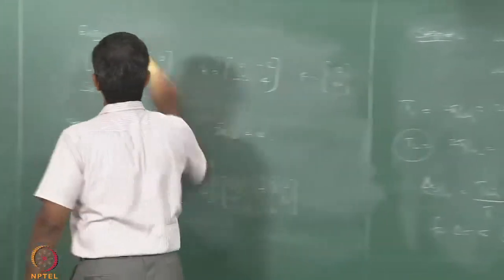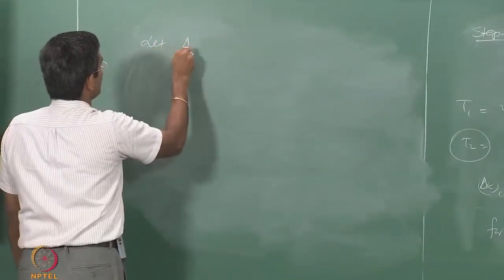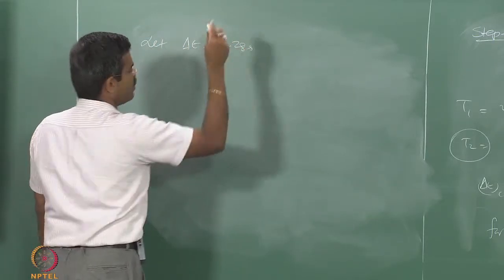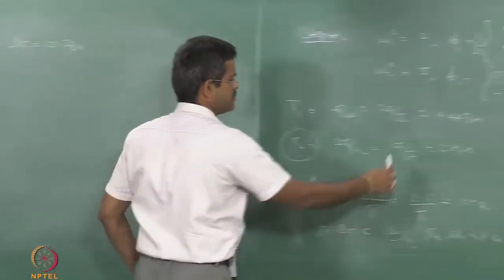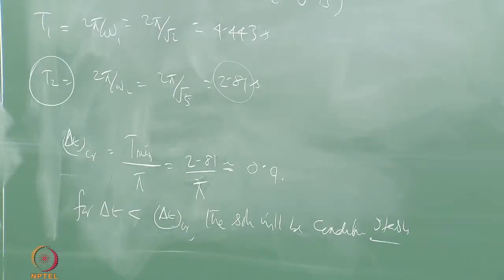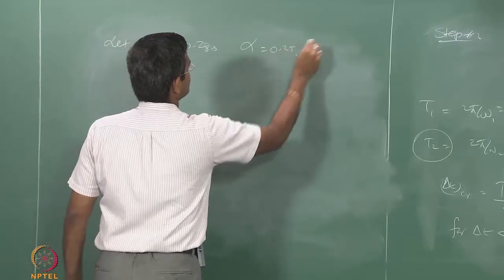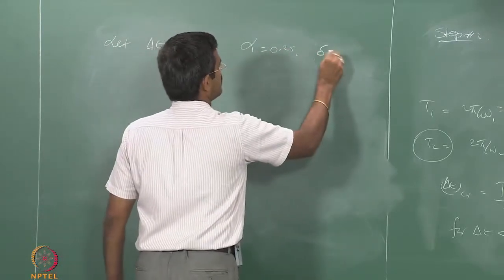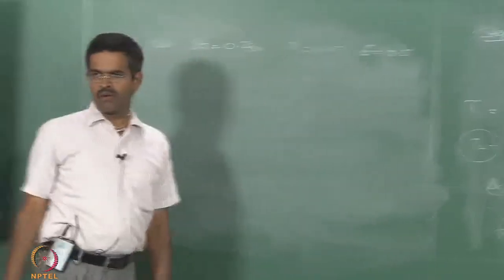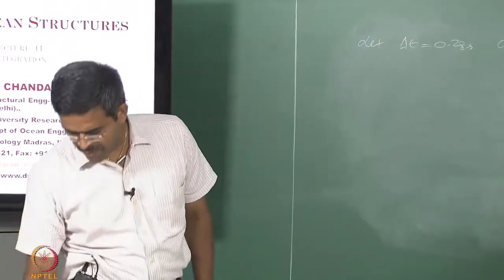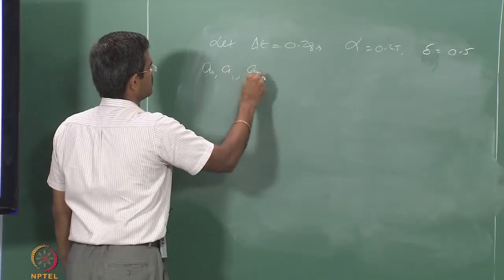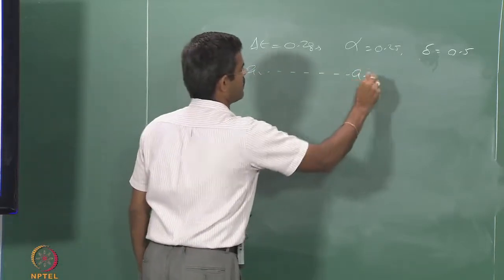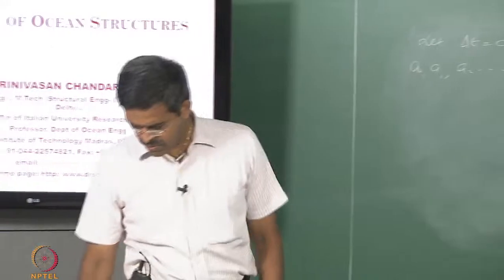So, let delta T be 0.28 seconds. So, 1/10 of this actually, okay, 1/10 of this, and alpha be 0.25 and delta be 0.5. So, I am operating a standard Newmark's beta scheme. So, I can also compute A0, A1, A2, etc. all till A8 or A7, sorry, I can compute them quickly. Please compute them.